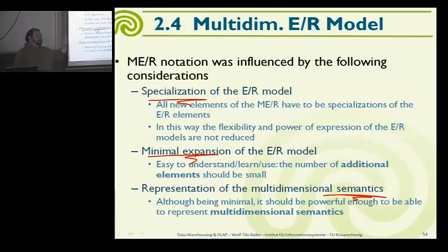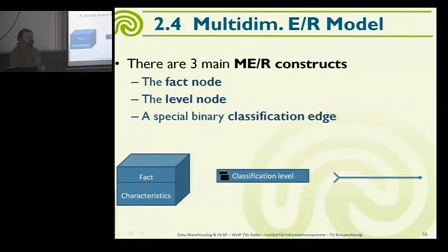Minimal expansion, minimal specialization, but it should reflect the multidimensionality of the model, right? And the full multidimensionality. So the question is, what do we need? There are basically three constructs in multidimensional ER. One is the fact node. One is the aggregation level node, and then you have a special binary classification edge. We will come to that in a minute.